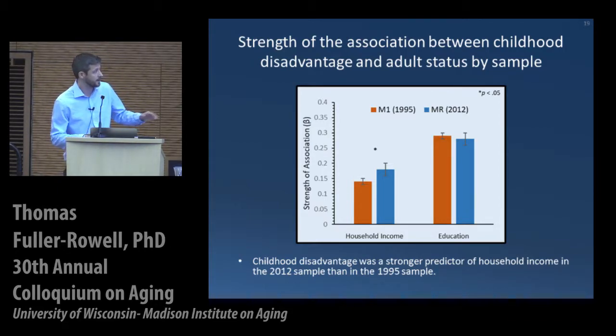So it does seem, at least based on the MIDAS data and this particular analysis, to be slightly harder to move up the income distribution than it used to be. We didn't find any differences for educational attainment. So this doesn't mean that childhood disadvantage isn't predicting educational attainment. It is. It's predicting it quite strongly. It's just that we're not finding evidence that that link has become stronger over time for education.